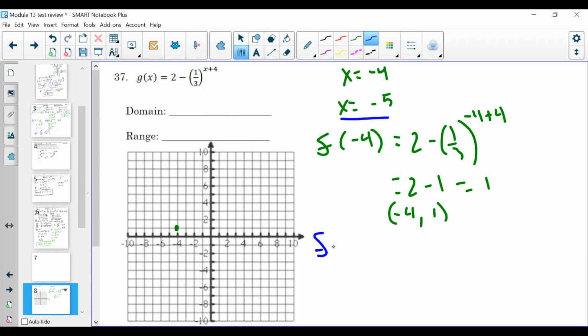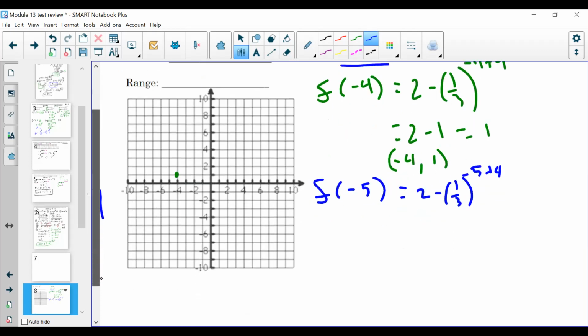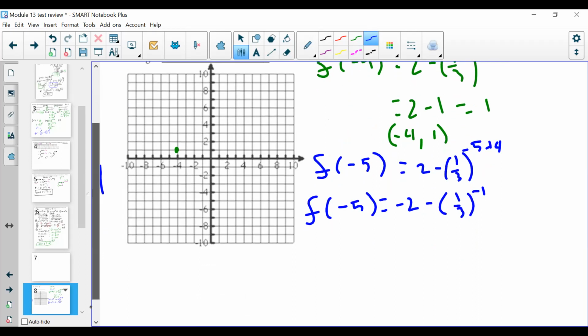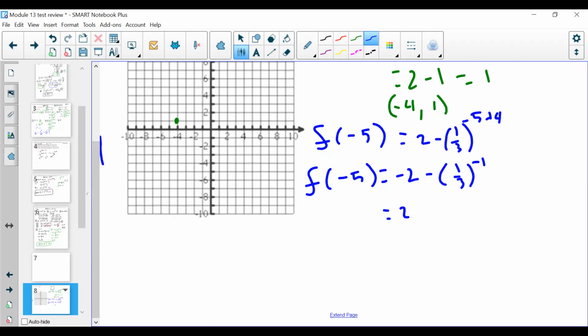Then when x is -5, f of -5 will give me 2 minus 1/3 to the -5 plus 4. Well, that makes it a -1. So I have 2 minus 1/3 to the -1. And that's why I chose the point -5, because I saw that's a decay function. So when your exponent is -1, all I do is just flip the base. So 1/3 just becomes 3. So when x is -5, I have the y value of -1.